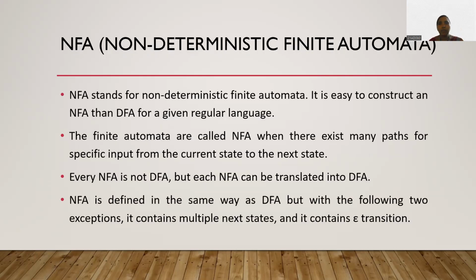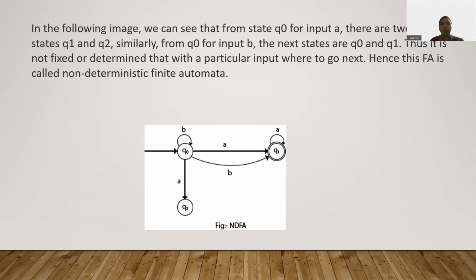Now, NFA stands for non-deterministic finite automata. It is easier to construct an NFA than a DFA for a given regular language. The finite automata are called NFA when there exist many paths for a specific input from the current state to the next state. Every NFA is not a DFA, but each NFA can be translated into a DFA. NFA is defined in the same way as DFA, but with the following two exceptions. It contains multiple next states and it contains epsilon transitions.